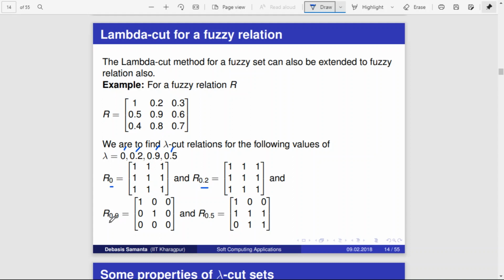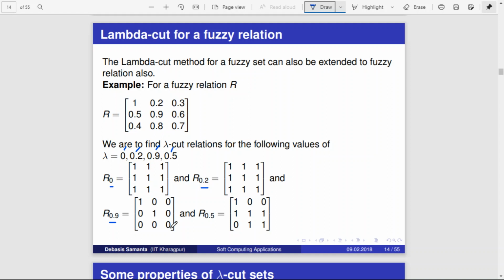Okay. Now 0.9. It will take only those values which are greater than or equal to 0.9. 1 is greater than 0.9, so it comes here. 0.2 is not greater than 0.9, so it becomes 0. 0.3 is not greater than or equal to 0.9, so it is 0. 0.5 is less than 0.9, so 0. 0.9 is equal to 0.9, so 1. 0.6 is less than 0.9, so 0. 0.4, 0.8, 0.7, all these are less than 0.9, so 0, 0, 0.